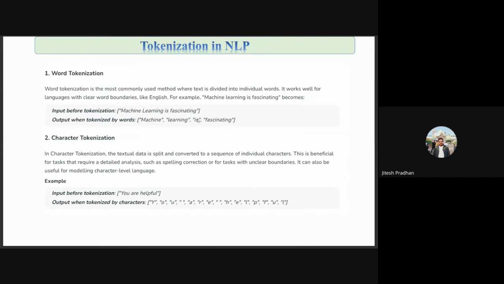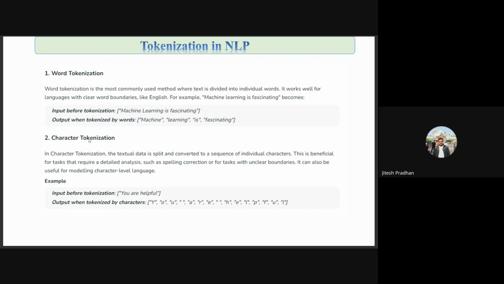Machine, learning, is, fascinating. Once this tokenization is done and these tokens are there, then we will remove all the stop words, right? Because we need to identify. So here we will do POS tagging. We will tag these words. Okay. Then this one will be a stop word, so we will remove it. That's why it is useful.